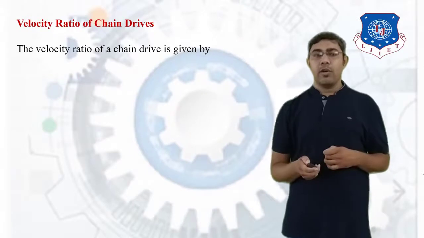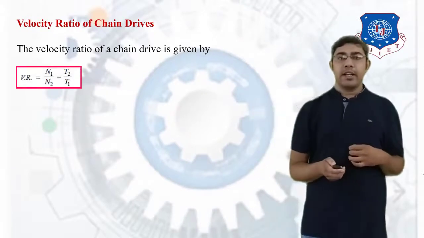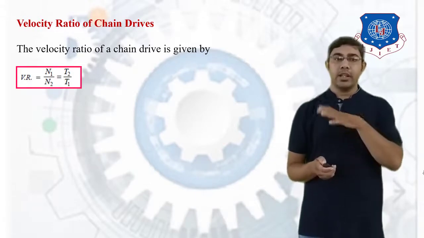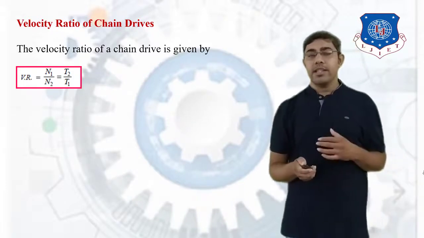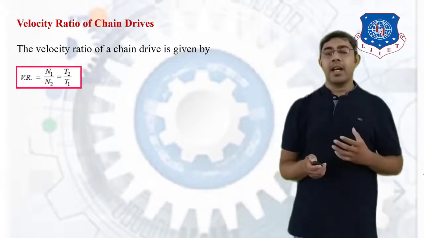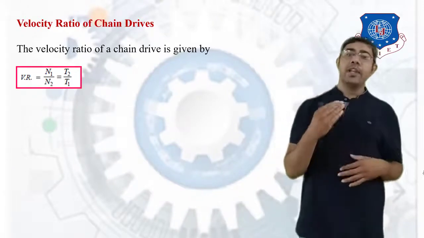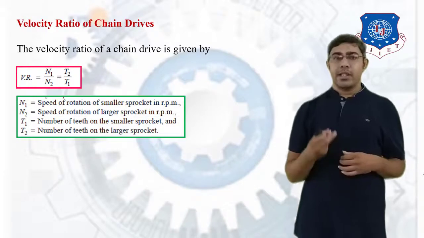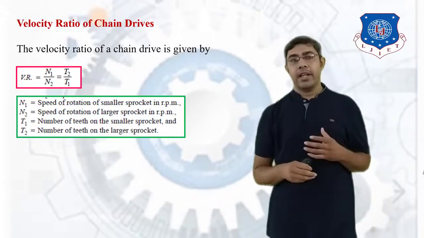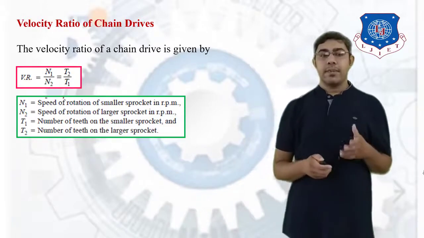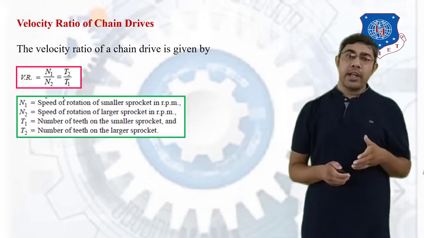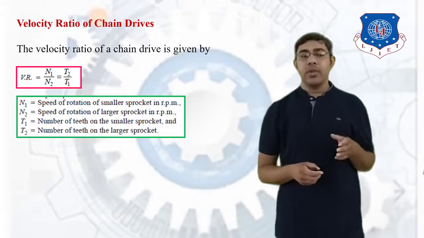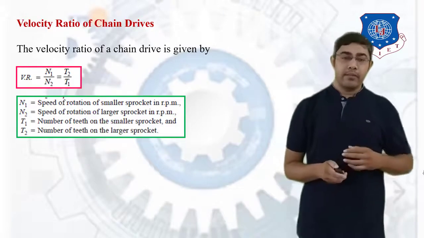Now the velocity ratio of chain drives. We know in belt drives, VR is equal to N1 upon N2, which is expressed in terms of diameter ratio. Now in chain drives, we use the velocity ratio VR equal to N1 upon N2 equal to T2 upon T1. Here N1 is the speed of rotation of the smaller sprocket in RPM, N2 is the speed of rotation of the larger sprocket in RPM, T1 is the number of teeth on the smaller sprocket, and T2 is the number of teeth on the larger sprocket.